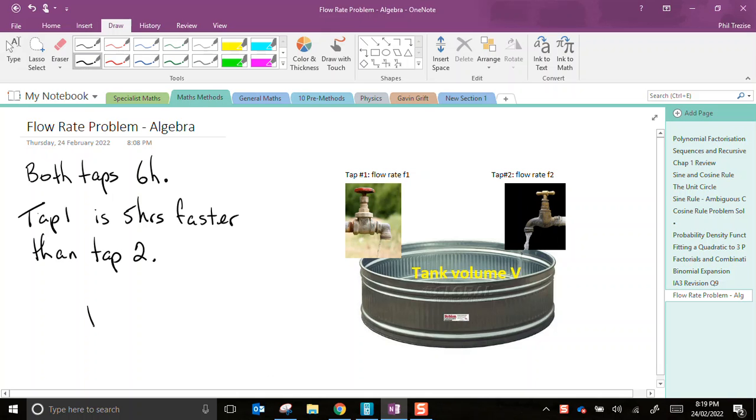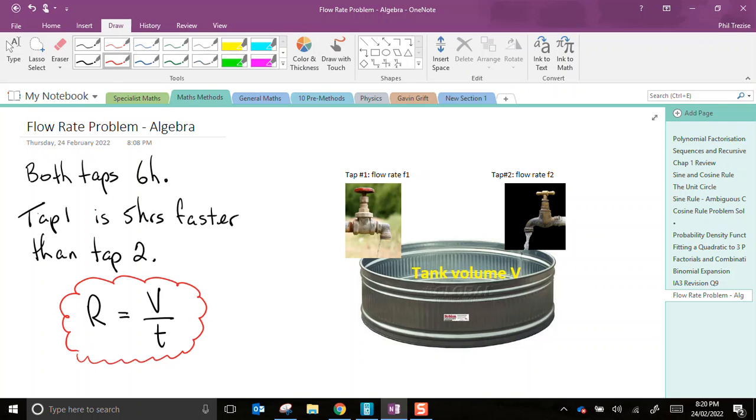So the rate of flow from any tap is the volume of water that comes out divided by the time that it takes. So for instance, the volume could be in litres and the time could be in hours. So we're talking about the flow rate in litres per hour. Anything where we divide a quantity by time is typically known as a rate at which something is happening. Now we're going to write a few equations based on that formula for the situation.